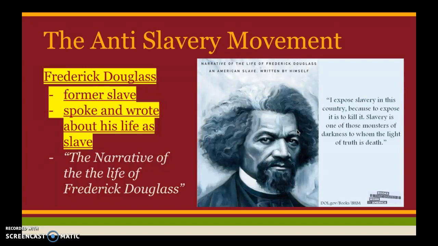Frederick tells of his life and experiences as a slave and argues about why slavery should come to an end in the United States. Over here on the right is one of my favorite quotes from this time period. Frederick Douglass says, "I expose slavery in this country because to expose it is to kill it. Slavery is one of those monsters of darkness to whom the light of truth is death." All right, so if you just bring slavery into the light, expose all of the bad things about it, eventually you'll have enough people fighting to get rid of that institution.